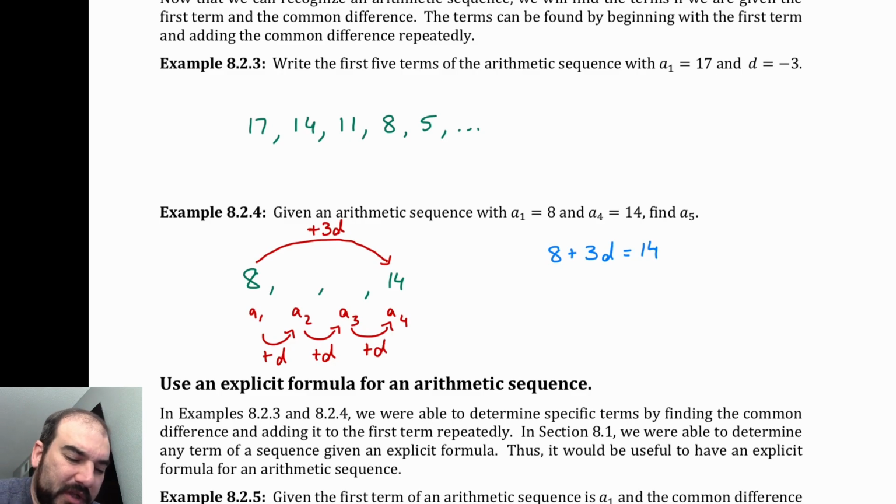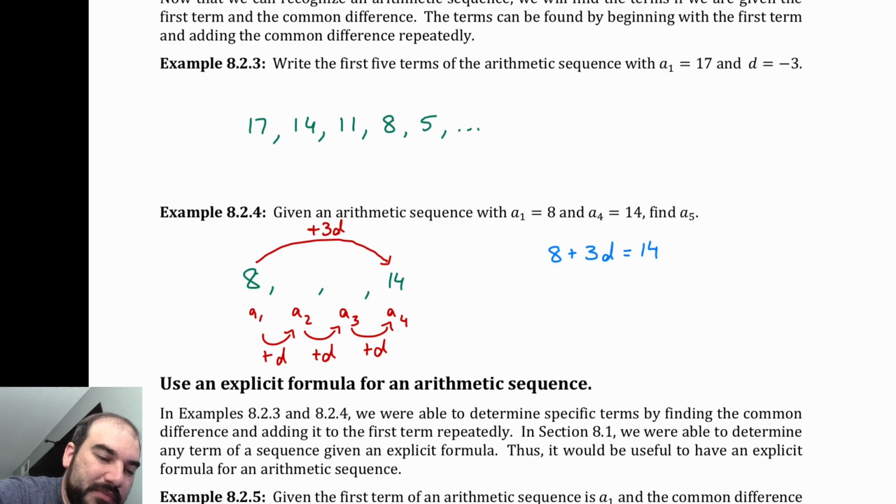Right? In such a small example, it may be easy to just guess what D is. Like, oh, if I add 2 every time, does it get me to 14? And it probably does. So it's not super hard to guess in these situations. But if the numbers are weirder, if you have fractions, for example, for A1 and A4, you don't really want to try to guess what the fraction you're adding is, or if D is a fraction, for example, you don't want to try to guess it.